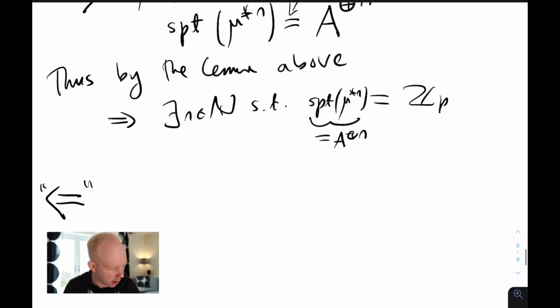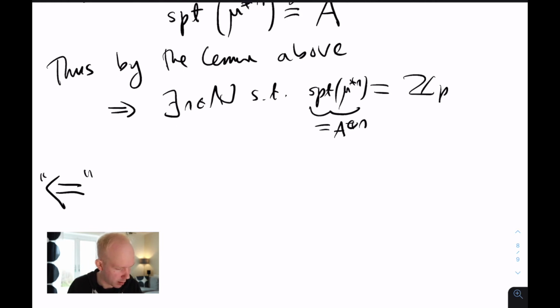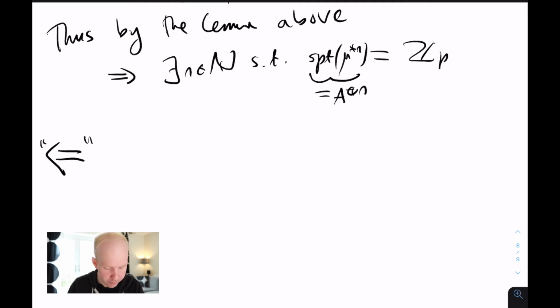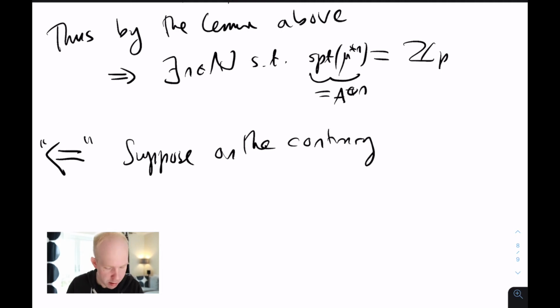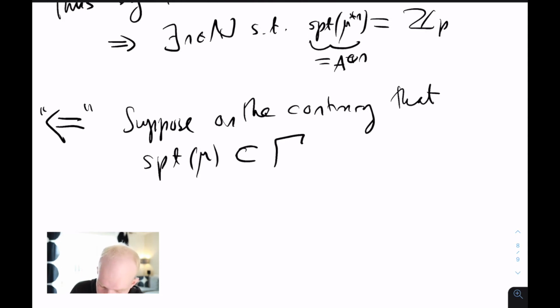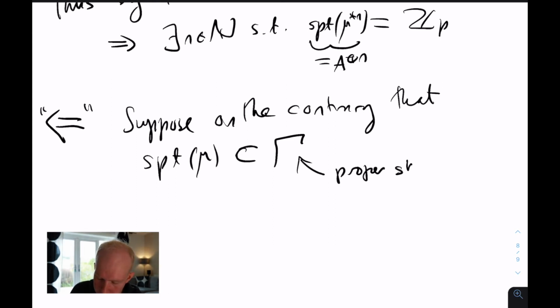But then for the other direction, if you want to do the equivalence to the other direction, suppose on the contrary that the SPT mu is contained in some proper subgroup gamma, where this is a proper subgroup.